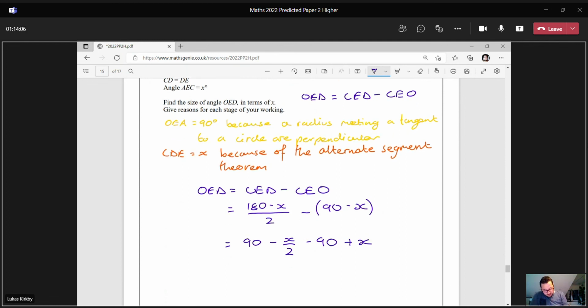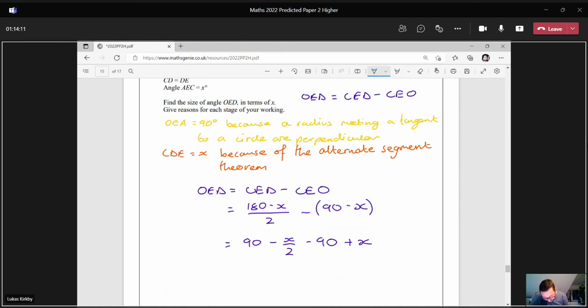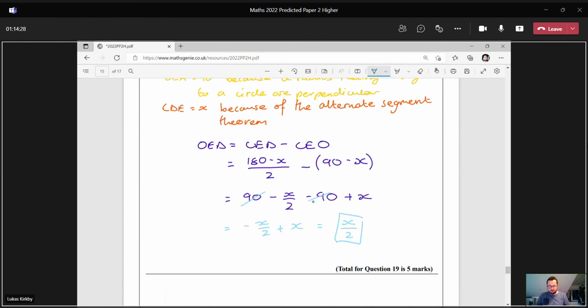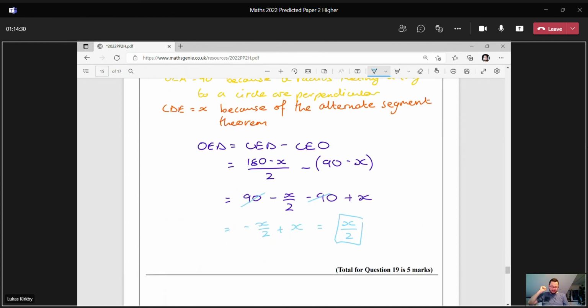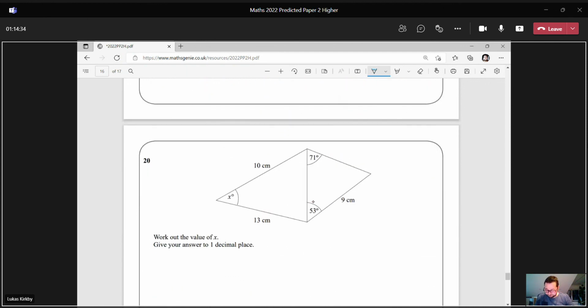Okay. Now we have a 90 minus a 90, so they disappear, and we're left with minus x over 2 plus x. So this is the same as plus x, take away half of x, so you're just going to be left with x over 2. And that's your answer. Okay, so I hope that all made sense. And again, another juicy 5 marks.